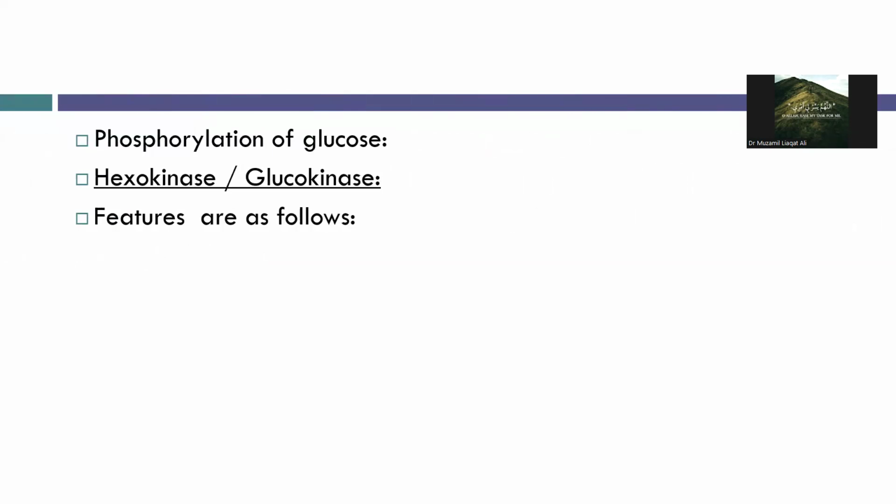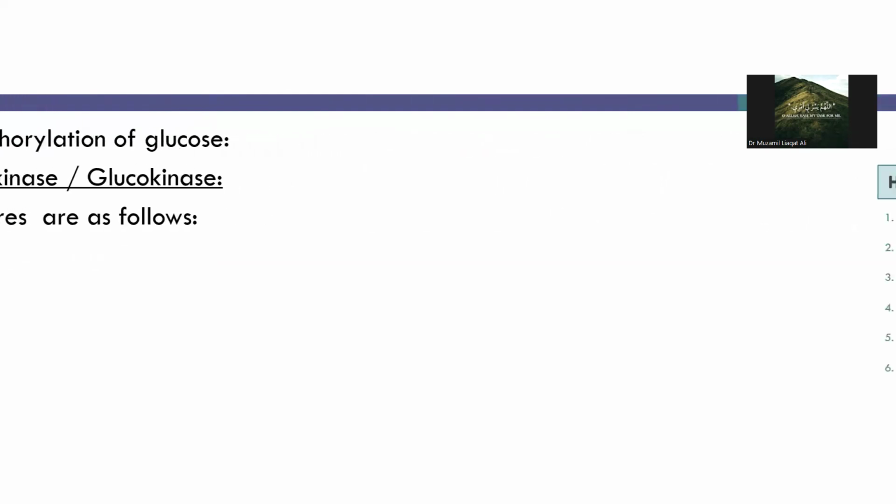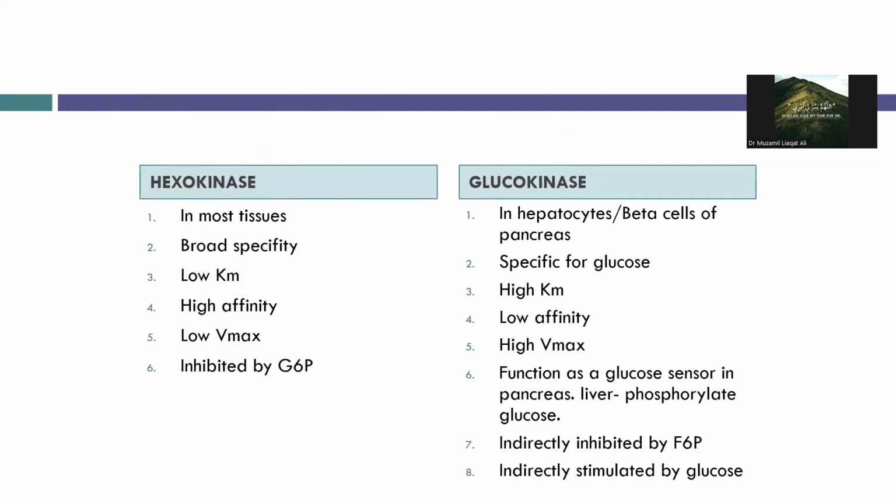So let's talk about the phosphorylation of glucose by hexokinase versus glucokinase. This slide compares the 2 enzymes that phosphorylate glucose to glucose 6-phosphate. Let's talk about hexokinase first, present in most tissues. So, what are the features of hexokinase? Broad substrate specificity, low Km value means high affinity for glucose, low Vmax, and strongly inhibited by its product, glucose 6-phosphate. That is one of the feedback inhibition processes, right?